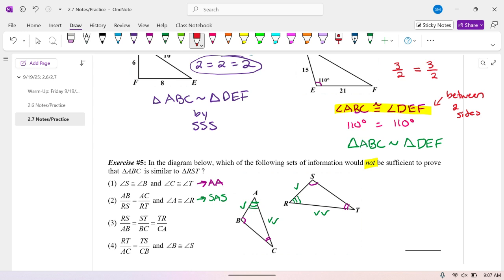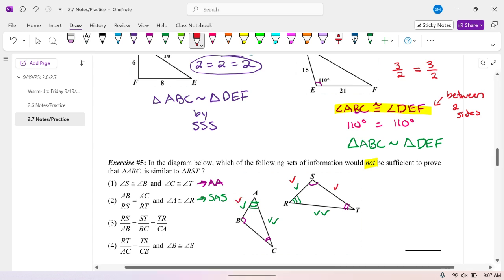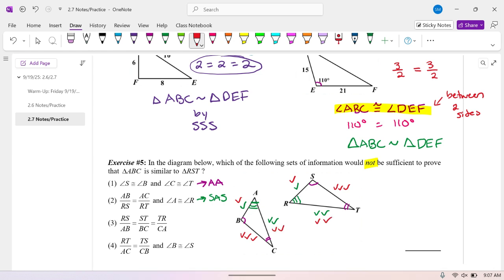Now, this next one, it's saying RS to AB, ST to BC, and TR to CA. So they're saying all 3 of those sets of sides are proportional. So does that make a similar triangle? By what postulate? SSS. So we're assuming our answer is the last one, but let's check it just to be safe.